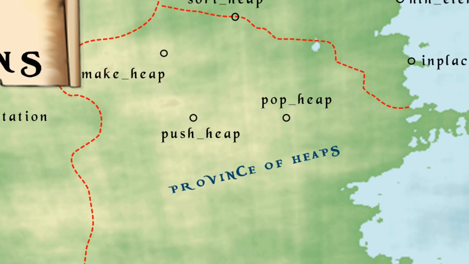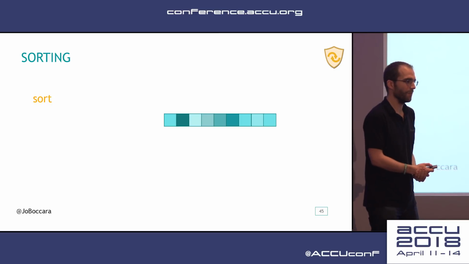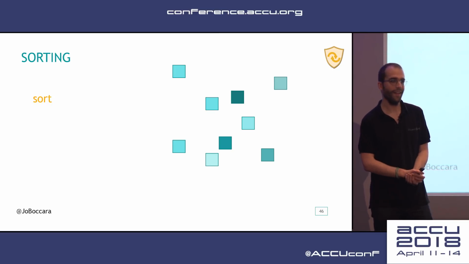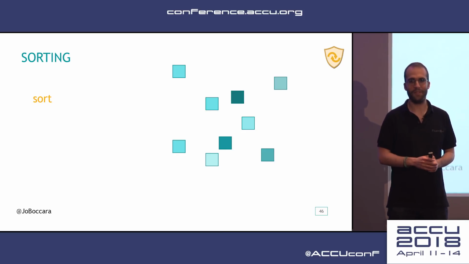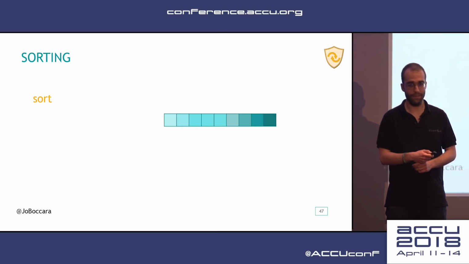std::sort_heap lives on a border between the region of heaps and the shore of sorting, which leads us to the shore of sorting. So how do we sort stuff in C++ with the STL? Well, to sort a collection, the simplest way, the way that takes the least characters, is sort. So std::sort just sorts a collection.